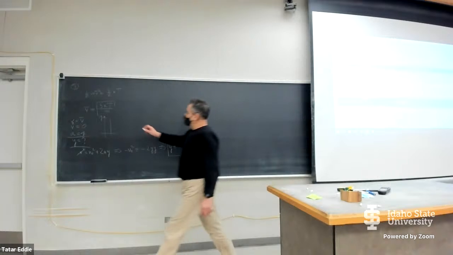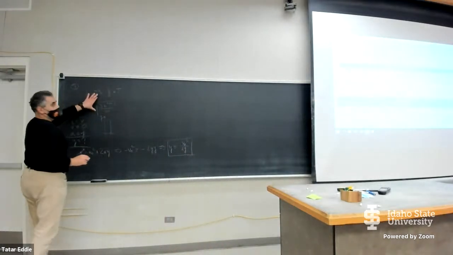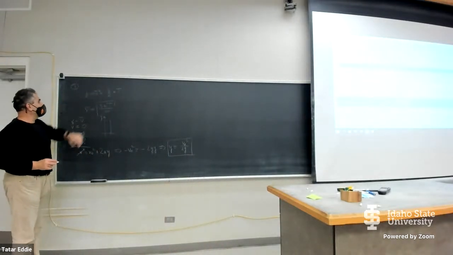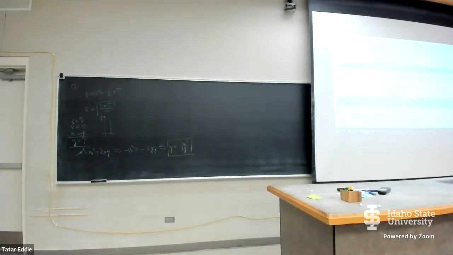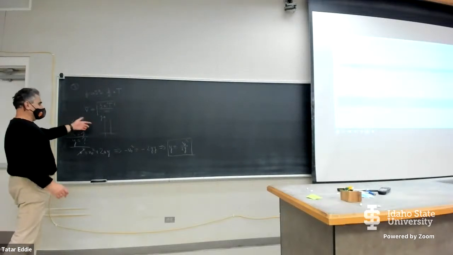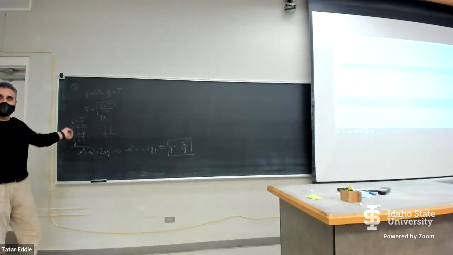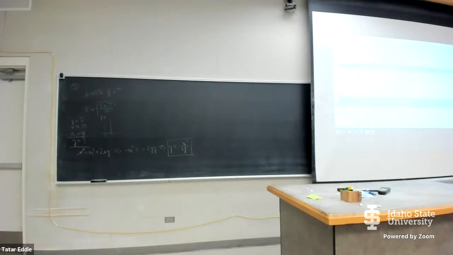So v naught here is what you calculated, the square root of 3 kT divided by the mass. Did you get the negative 2gy because the acceleration is negative? Yes. In this coordinate system that I have chosen, the acceleration is negative 9.8, negative g.